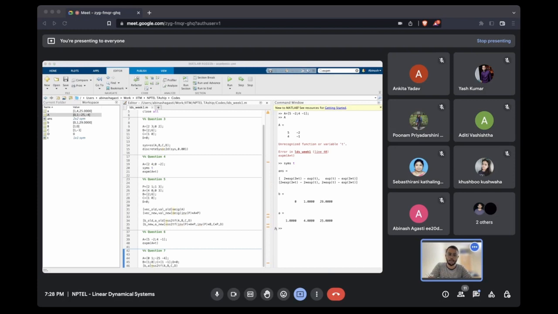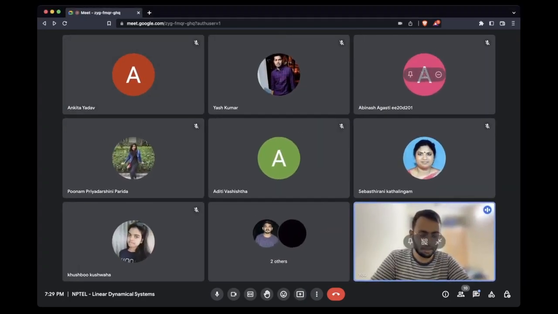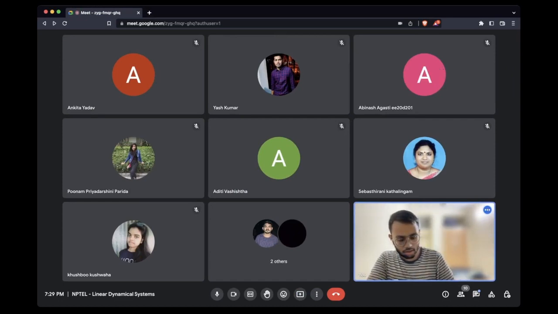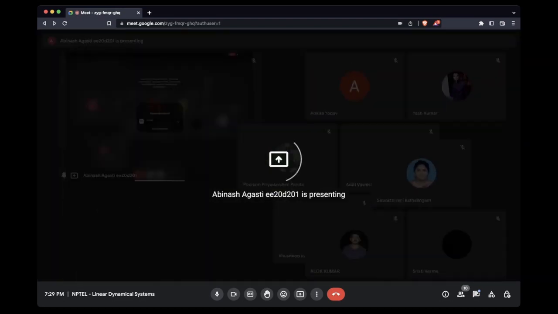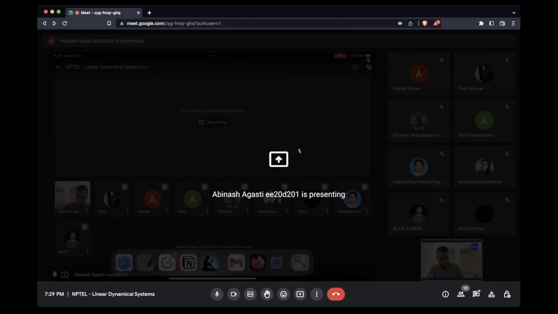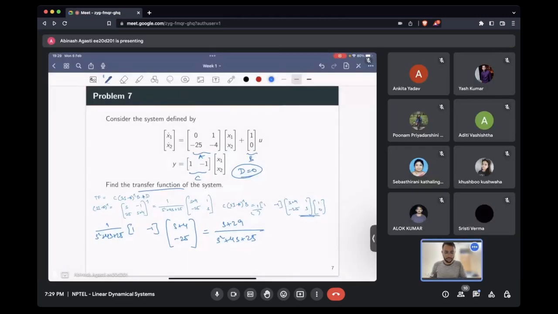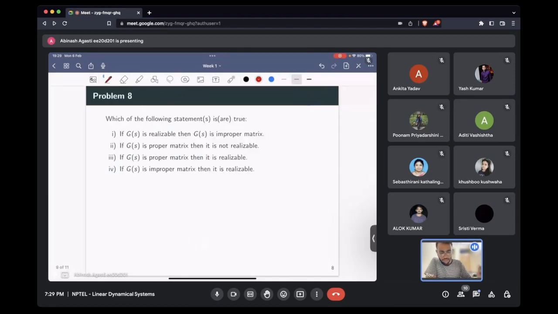And is there any doubts? Are there any doubts? Okay, I'll stop sharing my MATLAB screen. So we had obtained this solution, which was verified again by MATLAB. Then we move on to the next question. Remember to stop me anytime if you have any doubts.